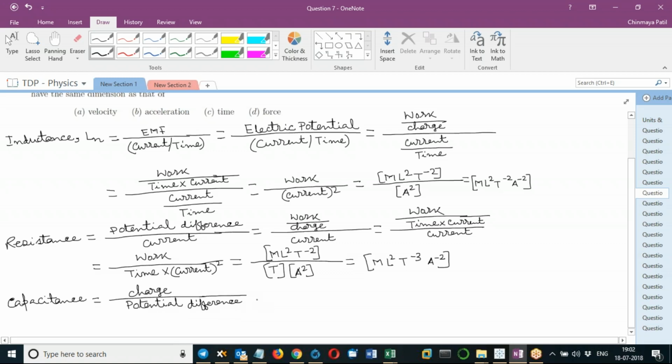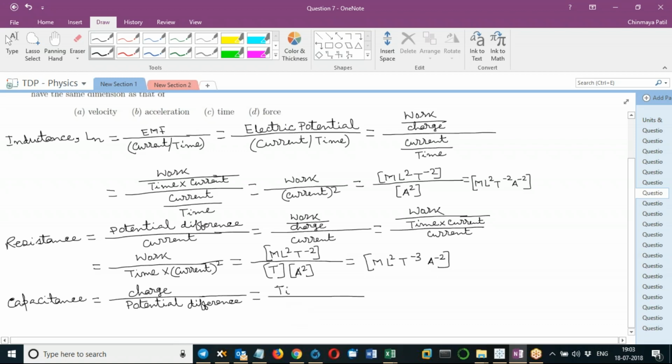Charge by potential difference. As you all know, what is charge? Charge is equal to time into current. Sorry, I made a mistake, just a minute. Charge we know is equal to time into current, that is charge.